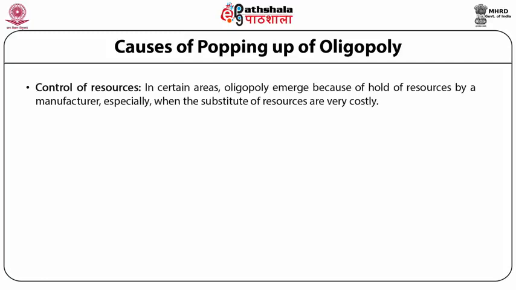Control of resources. In certain areas, oligopoly emerge because of hold of resources by a manufacturer, especially when the substitute of resources are very costly. In such cases, controller of resources emerge as oligopolist.